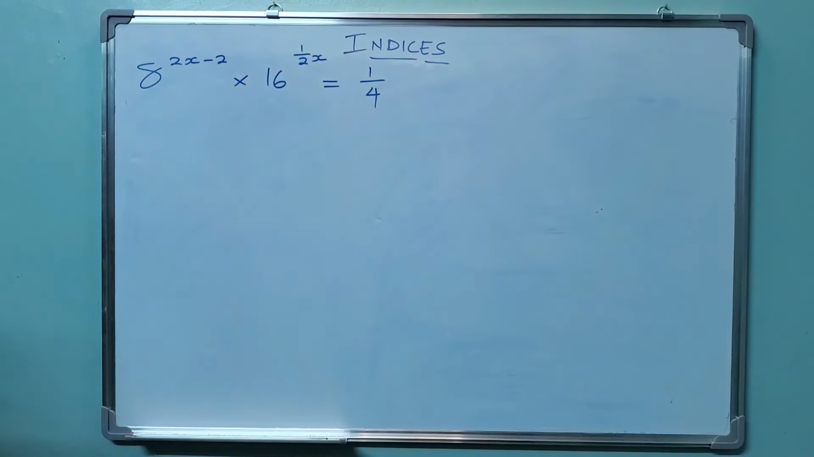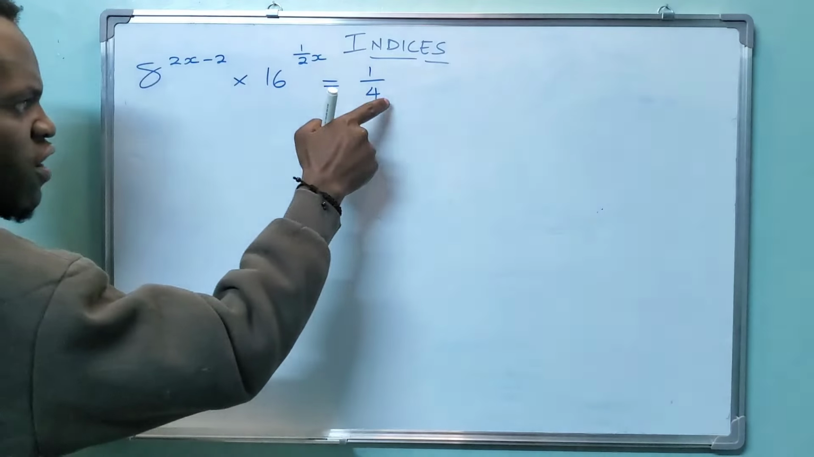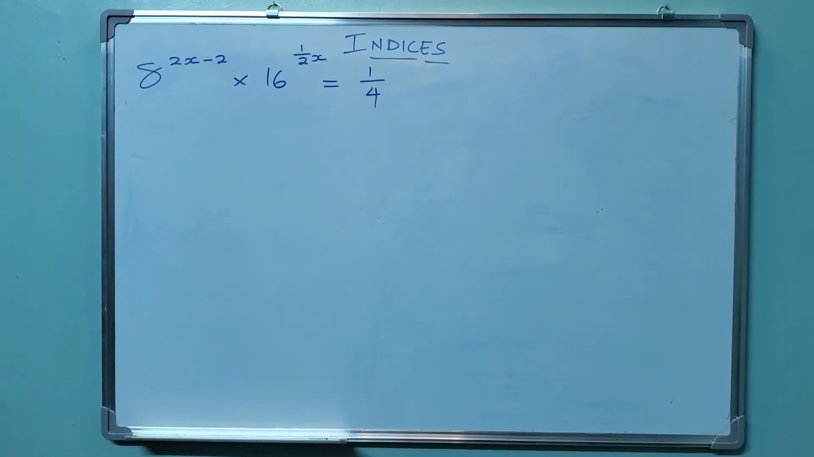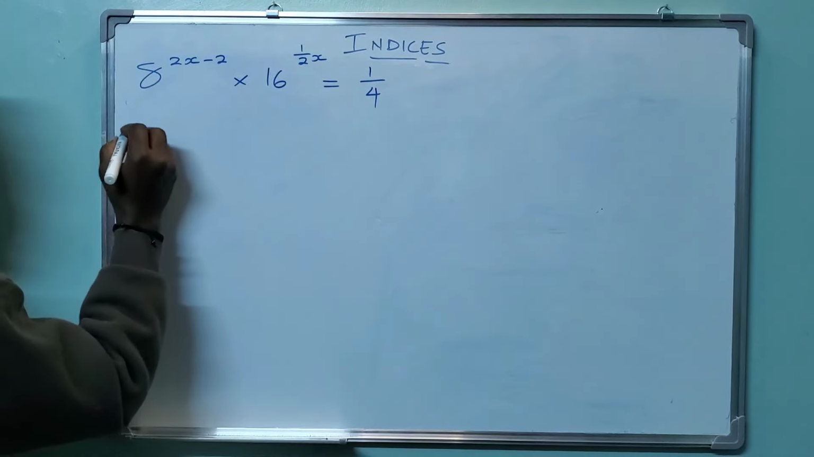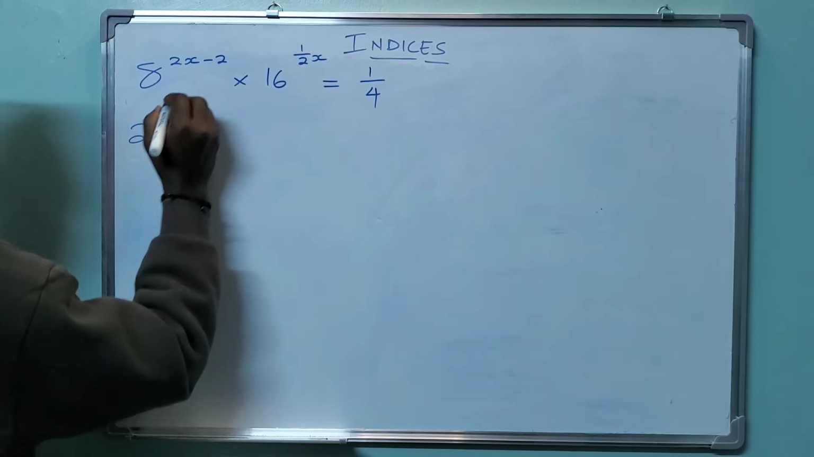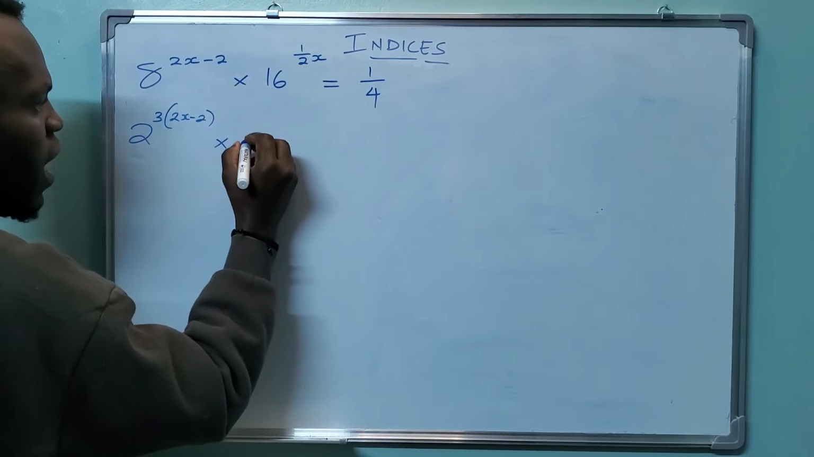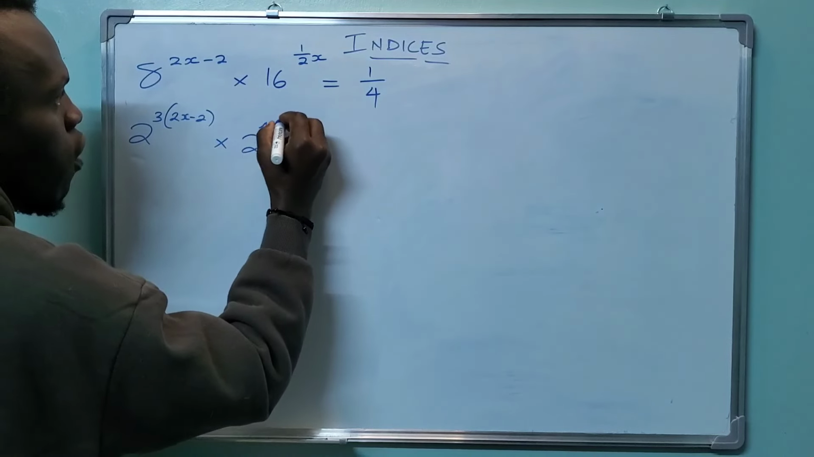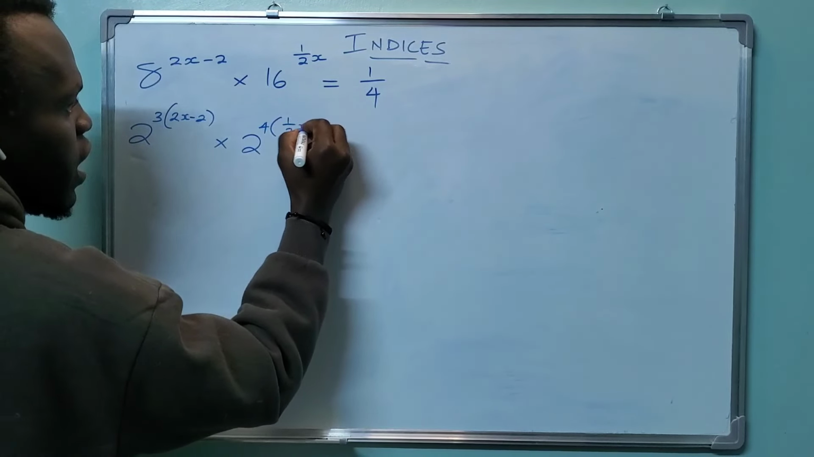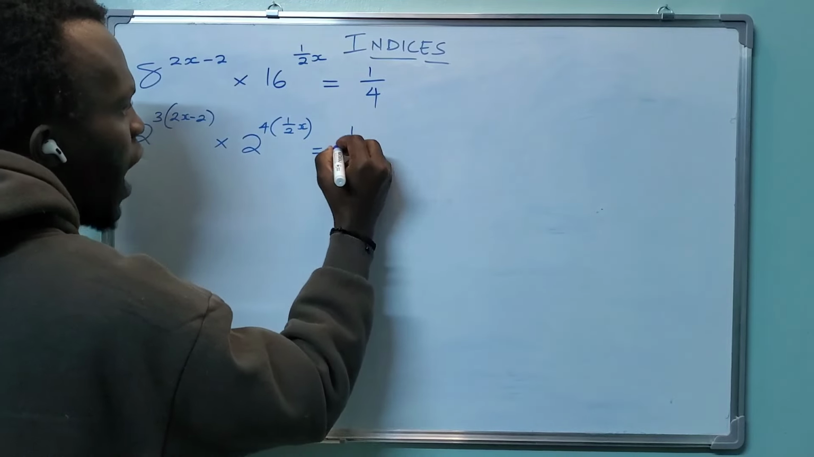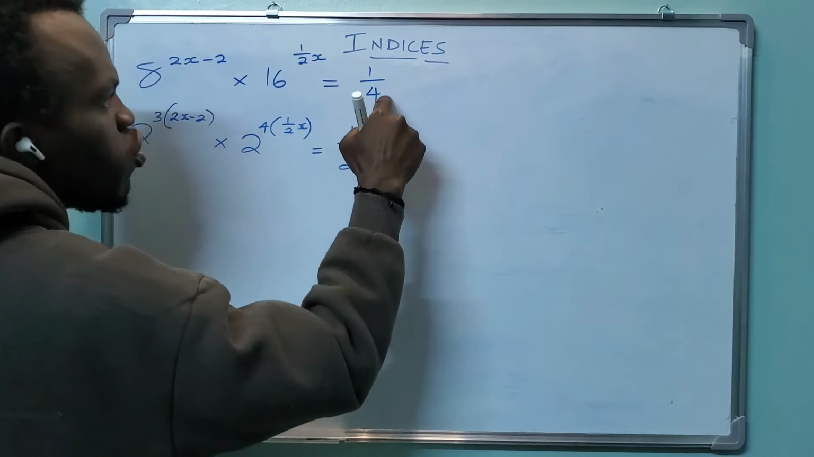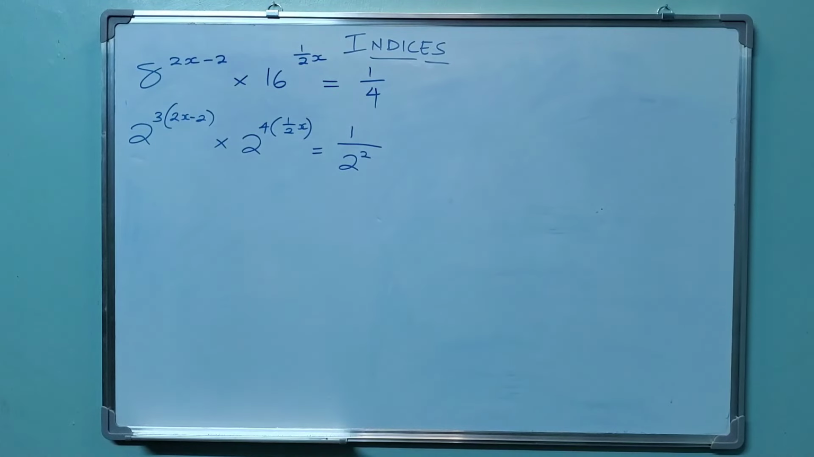Now, first of all here, we are going to consider our bases as 8, 16, and 4. Let us make 8, 16, and 4 to the same base. Remember, 8, 16, and 4 can be made to base 2. Which means I'm going to have 2 raised to power 3 into 2x minus 2, multiplied by 2 raised to power 4 into a half x, being equals to what? 1 over 2 raised to power 2, because 4 is 2 raised to power 2.